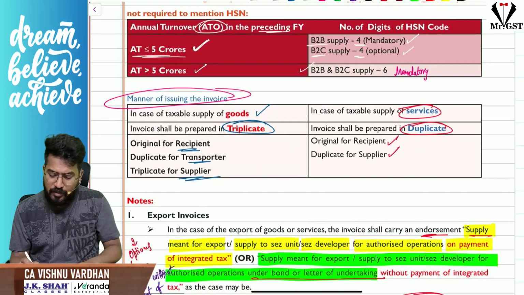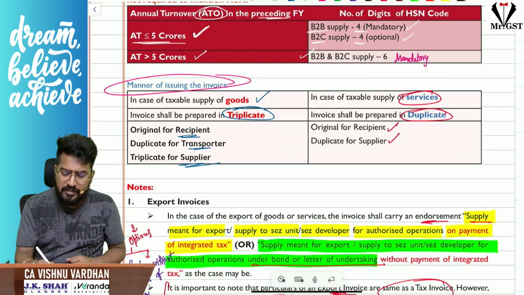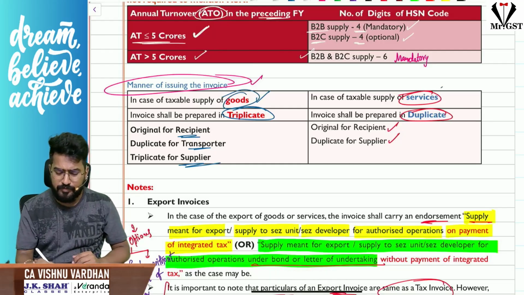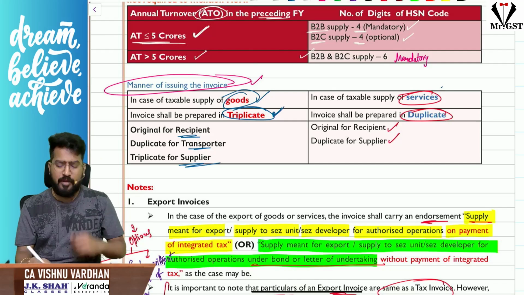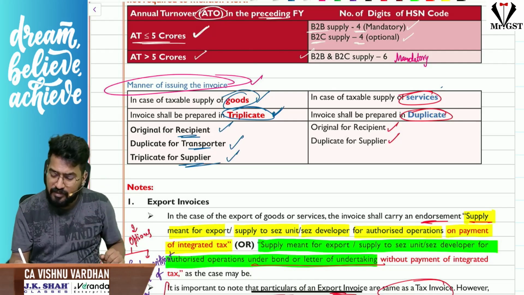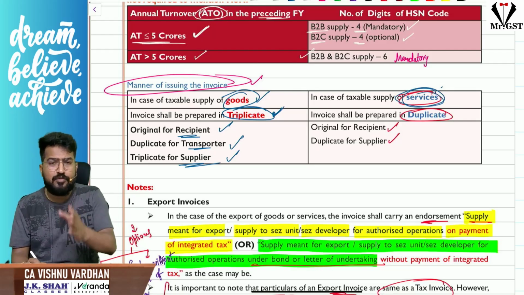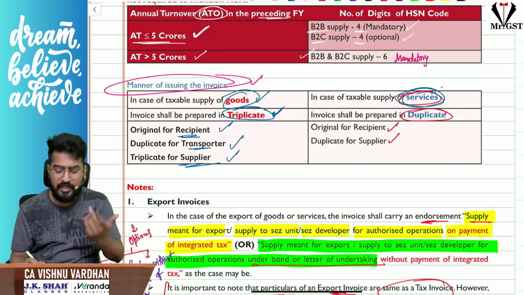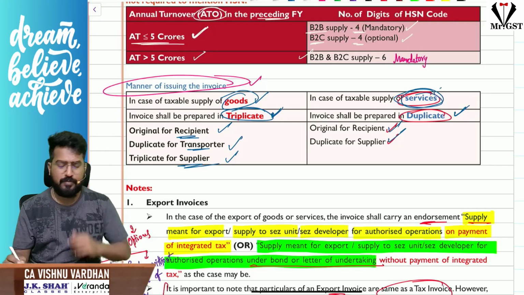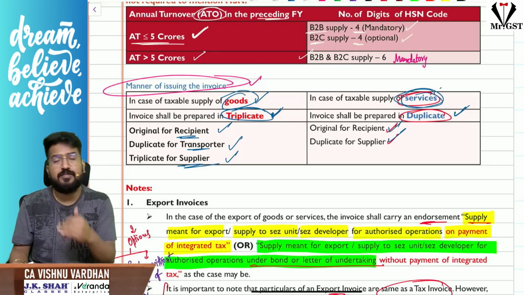Okay, sir. Now, how many copies of the invoice should I give? The manner of issuing the invoice is, if it is goods, you should give 3 copies, triplicate. One is for the recipient, the other is for the transporter, the other is for the supplier. If it is services, 2 copies are enough, because you will not transport the services, correct? Can I say salon services are transported from Chennai to Bengaluru? No, so duplicate is sufficient. Original for the recipient, duplicate for the supplier. So for goods you maintain 3 copies of invoices, for services you maintain 2 copies.